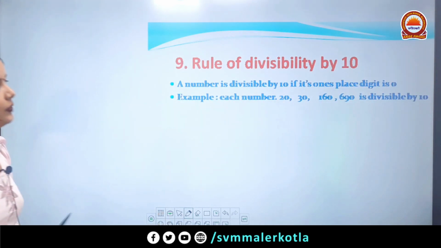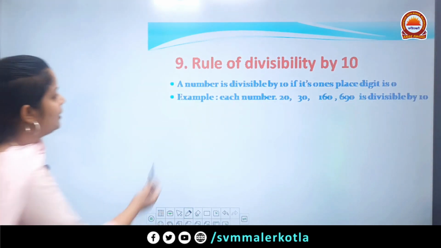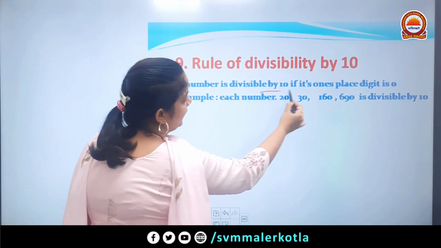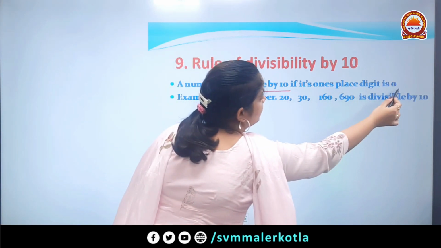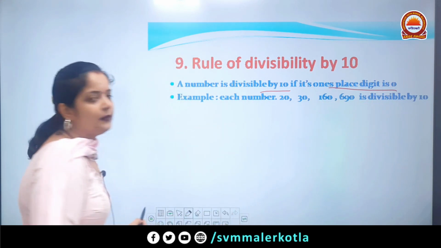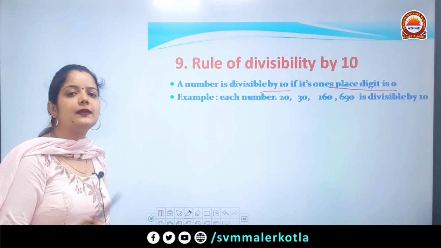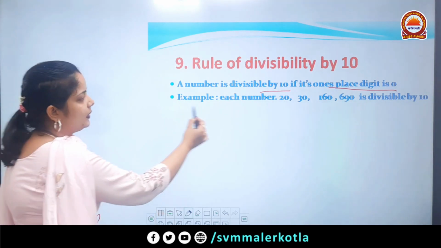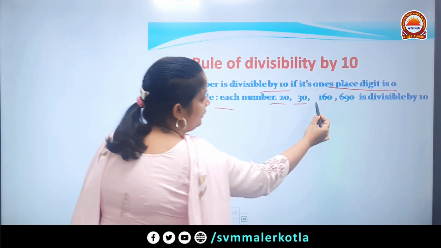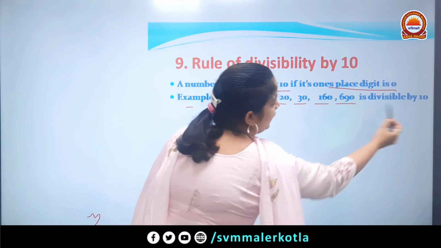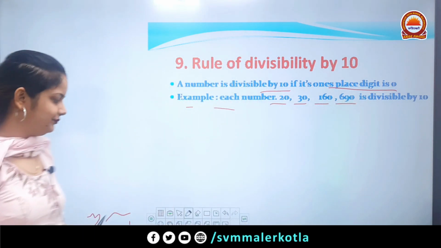Next, rule of divisibility by 10. A number is divisible by 10 if its ones place digit is 0. If the ones place is 0, that number is always divisible by 10. For example, 20, 30, 160, 690 are divisible by 10.